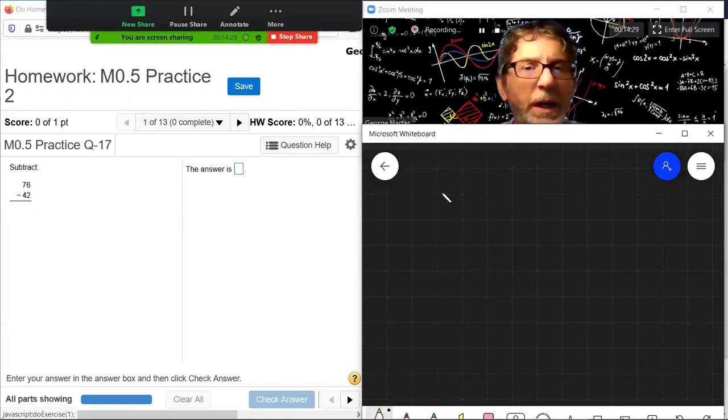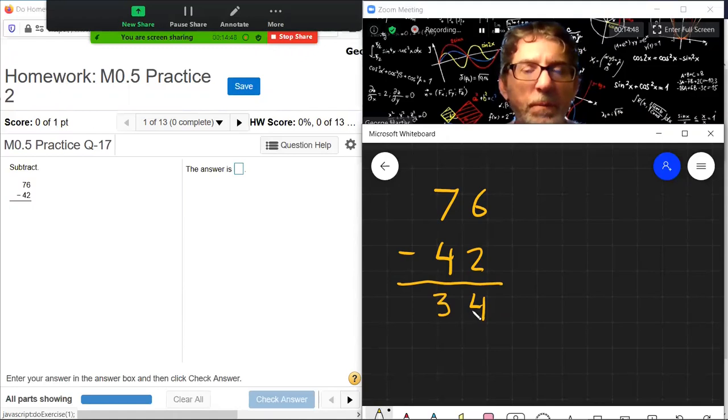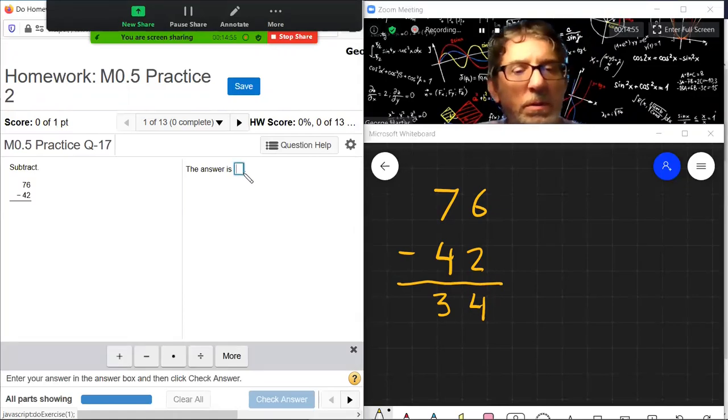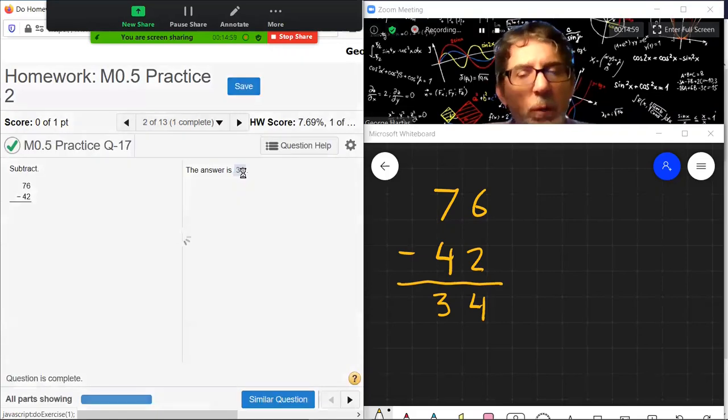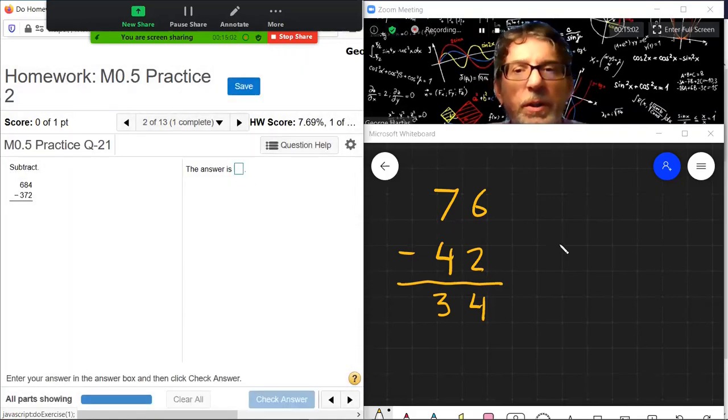So number 1 we have 76 minus 42. Okay, so we start with the rightmost digit. So we have 6 minus 2 is 4. And then we have 7 minus 4 is 3. So pretty straightforward. No borrowing here like some of the previous videos. So here our answer is 34. There will be borrowing later on in this section here.